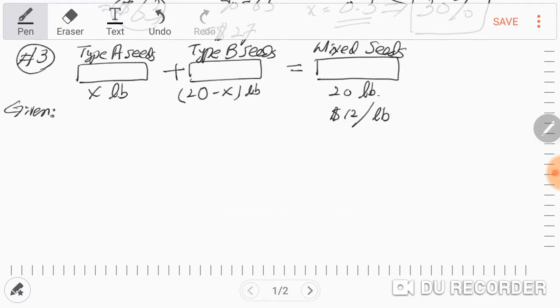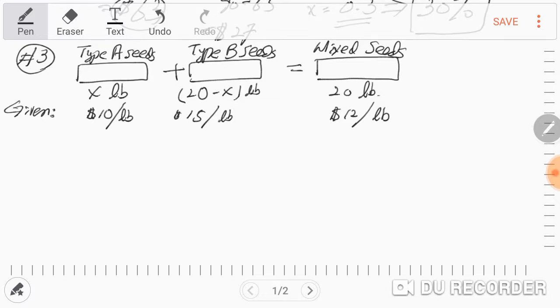Okay, also the price of each type is given. So type A is $10 per pound, and type B is $15 per pound. So the price per pound is given.